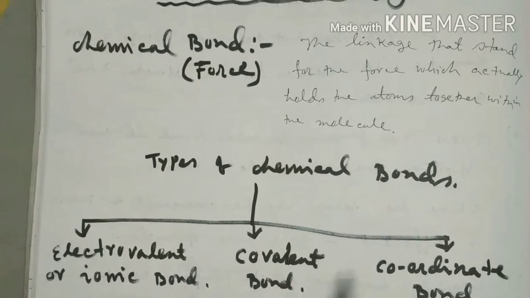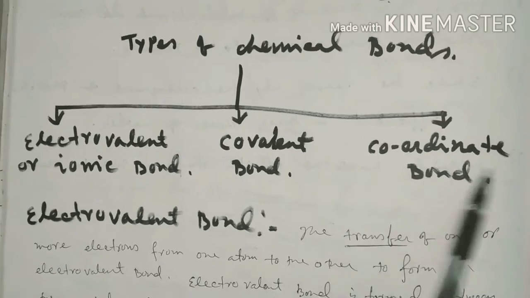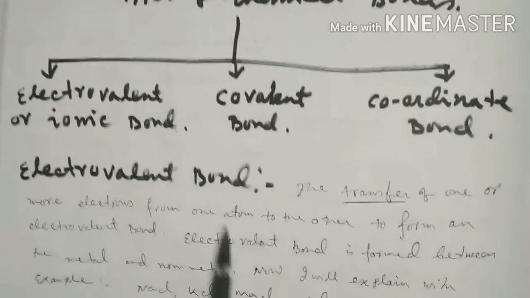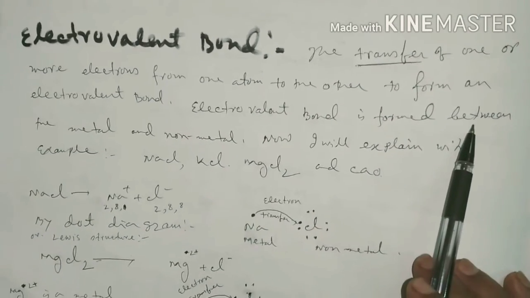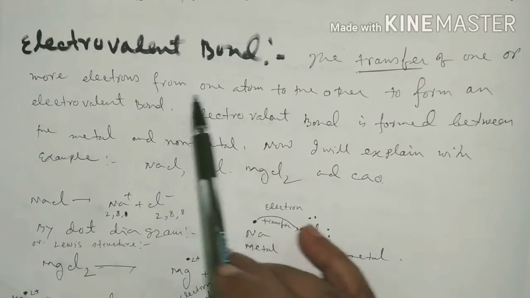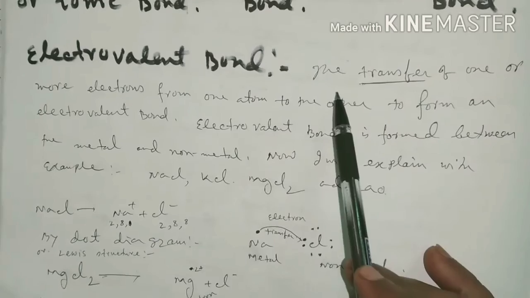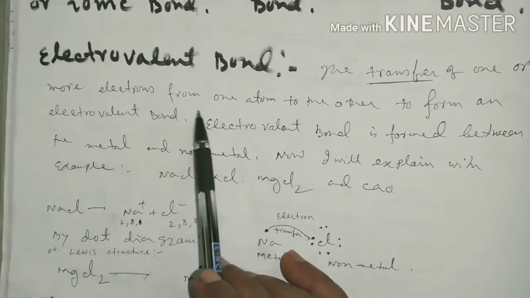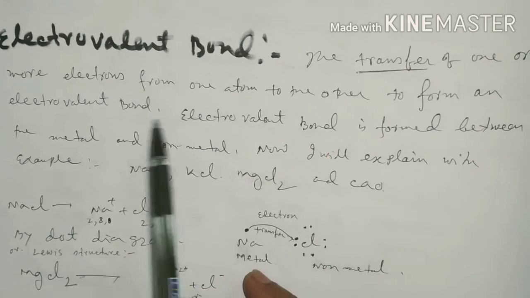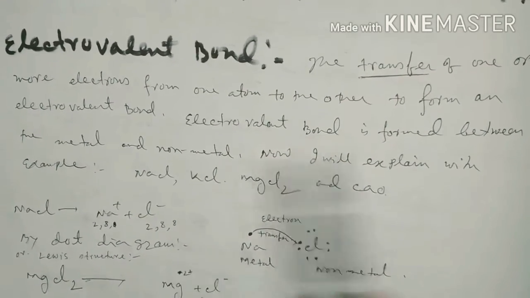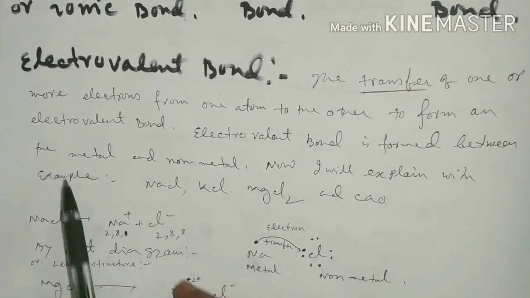Now types of chemical bond. There are 3 types of chemical bond: electrovalent bond, covalent bond and coordinate bond. Now what is an electrovalent bond? Actually, you know, the electrovalent bond takes place between a metal and a non-metal. Here, what is an electrovalent bond? The transfer of one or more electrons from one atom to the other to form an electrovalent bond. Always remember that one: an electrovalent bond is formed between a metal and a non-metal.